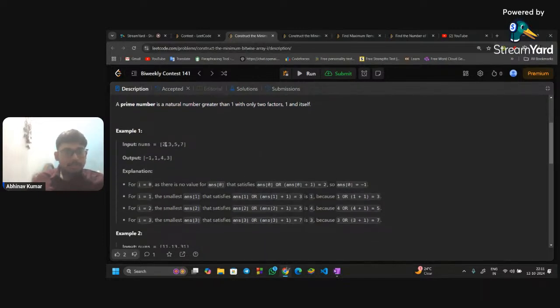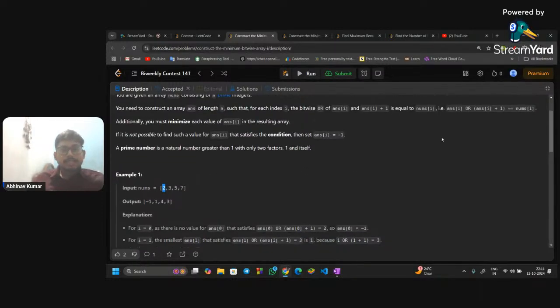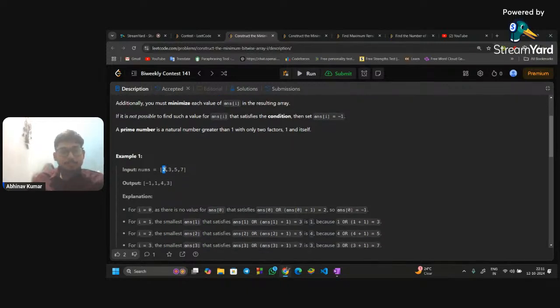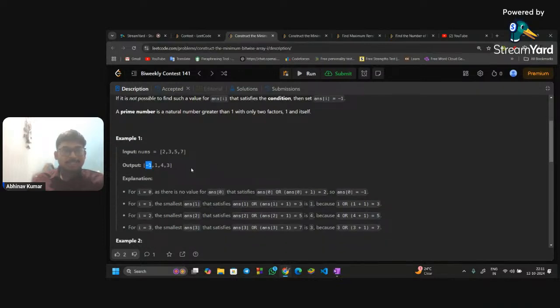So you can see for the first case, for 2, there was no possibility of any such number such that the number OR with that number plus 1 gives you 2. So you got a -1 in this. You can just try: even if you take 0 or 1, that would be 1; 1 or 2 would be 3. You cannot get a 2 by OR of two consecutive integers, so there's a -1.